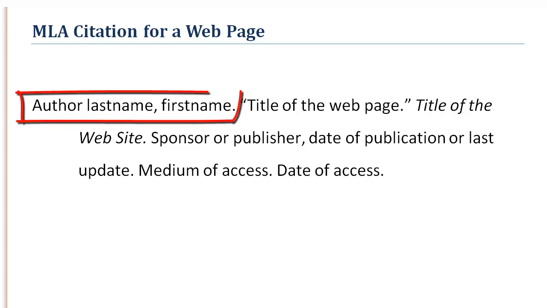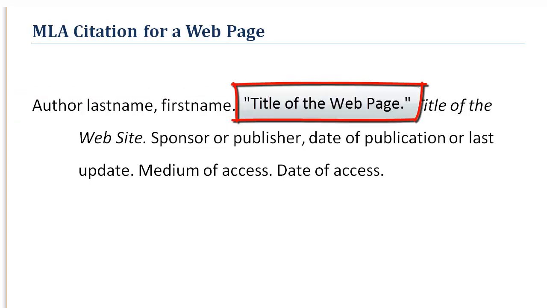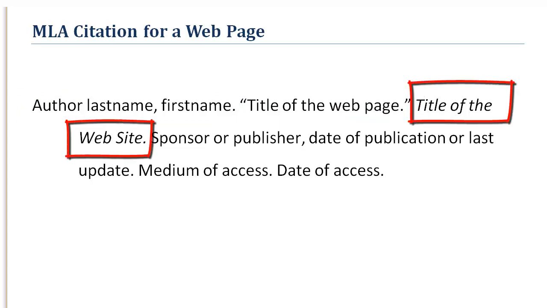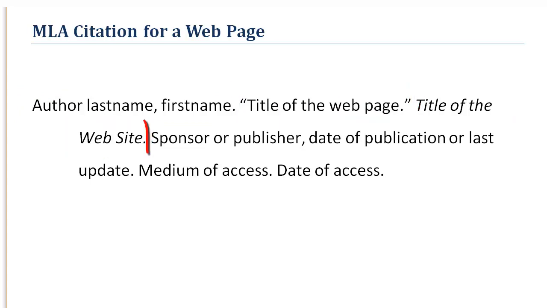First, we need the author's name, or authors' names if there is more than one author. Then, we need the title of the web page in quotation marks, followed by the title of the website in italics. Then we need the sponsor or publisher of the site, followed by a comma.